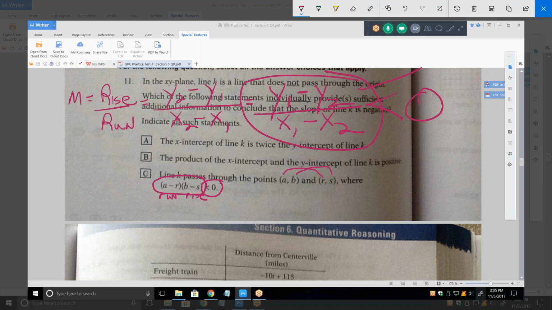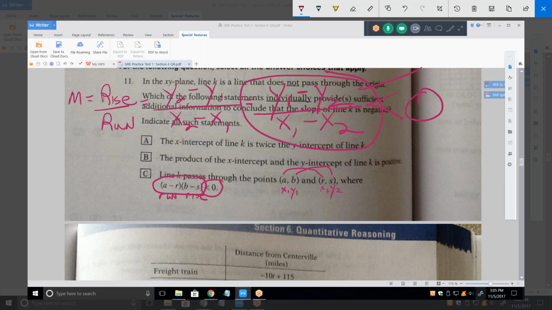In other words, A and B are X, and R and S are Y. No. This is X, that's Y. That's X, that's Y. Oh, I see, okay. That's maybe x sub 1 and y sub 1. That's x sub 2 and y sub 2.